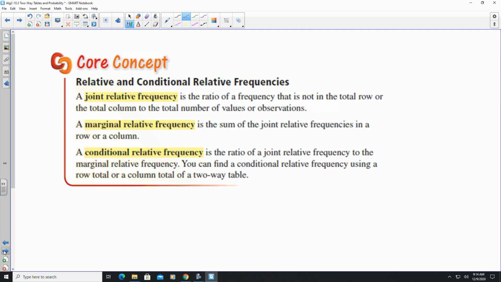Marginal relative frequency is the sum of the joint relative frequency in a row or a column. So you get to pick. And a conditional relative frequency is a ratio of a joint relative frequency to the marginal relative frequency. You can find a conditional relative frequency using row totals or column totals of two-way tables. All of that seems challenging, but let's look at some examples and hopefully we can simplify them.